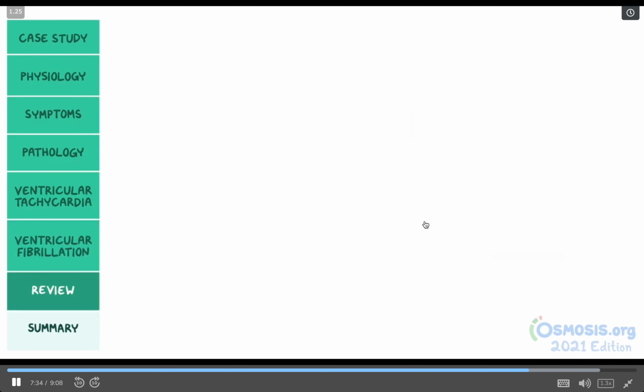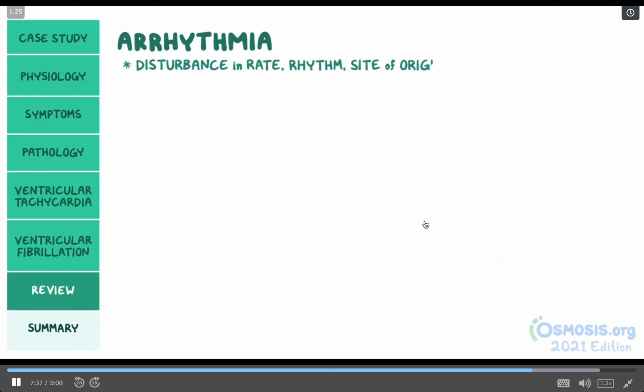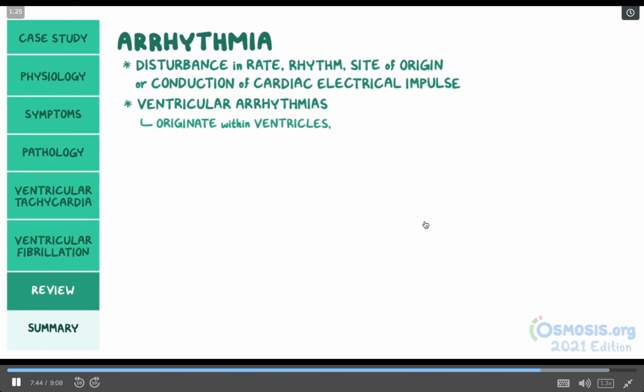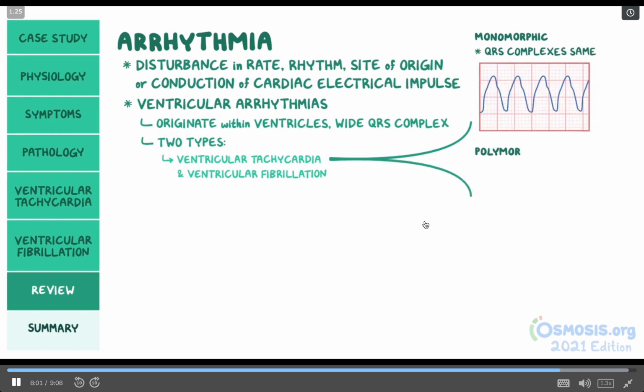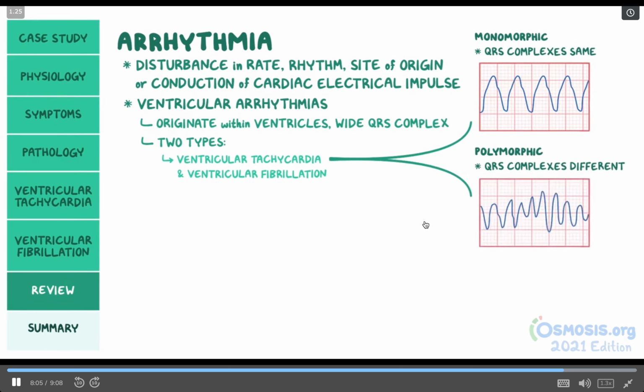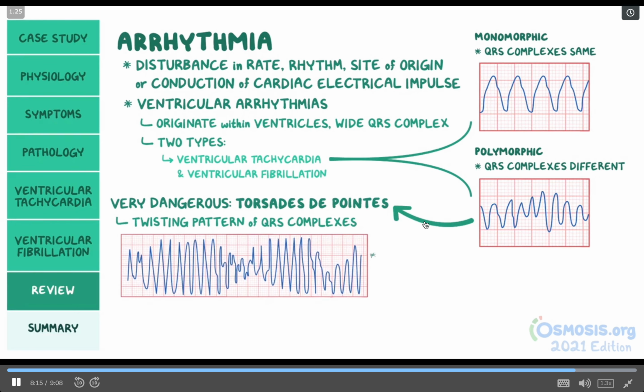All right, as a quick recap, an arrhythmia is any disturbance in the rate, rhythm, site of origin, or conduction of the cardiac electrical impulse. Ventricular arrhythmias are those that originate within the ventricles and have a wide QRS complex on ECG. These two types of ventricular arrhythmias are ventricular tachycardia and ventricular fibrillation. Ventricular tachycardia can be monomorphic, meaning that all the QRS complexes look the same, or polymorphic, meaning the QRS complexes are different in each beat. A specific and very dangerous type of polymorphic ventricular tachycardia is torsade de pointe, which presents a twisting pattern of QRS complexes. This can rapidly progress to ventricular fibrillation, in which the whole PQRST breaks down completely and is the most common cause of sudden cardiac death.